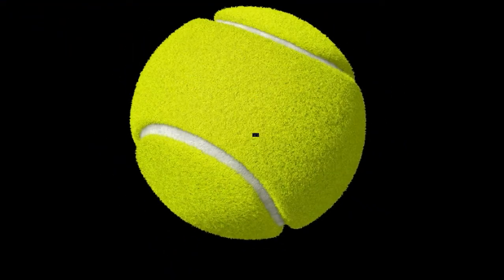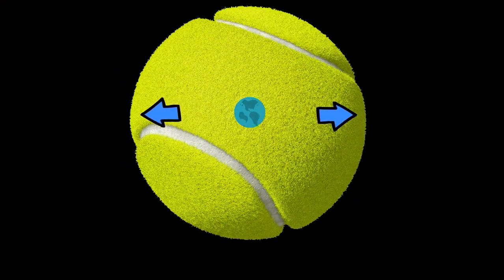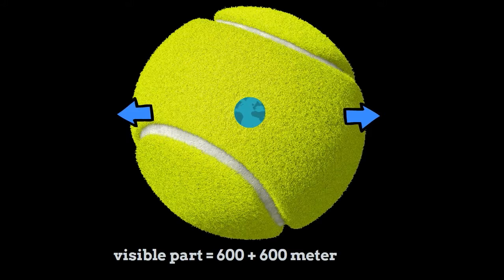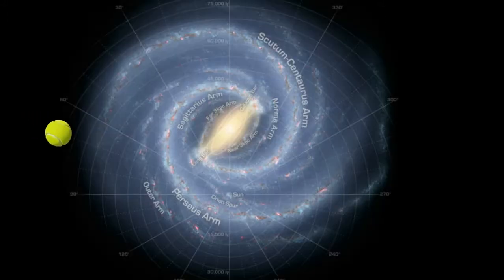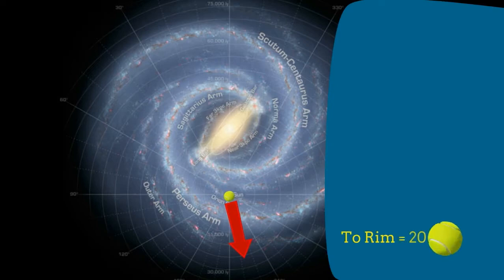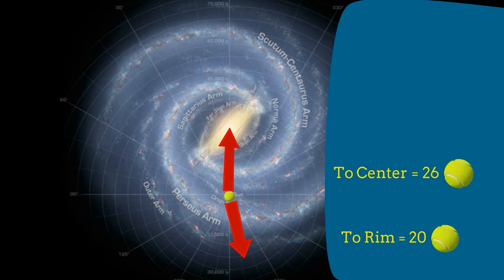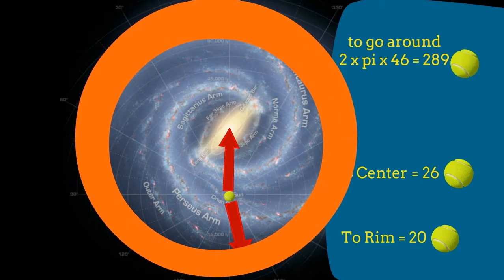Let's make our model even smaller. We put this visible sphere in a tennis ball. You need 20 more tennis balls to get to the rim of the Milky Way, and 26 to get to the center of our Milky Way. Now, the same amount on the other side. That's a radius of 46 tennis balls. To go around, 2πr is 289 tennis balls.